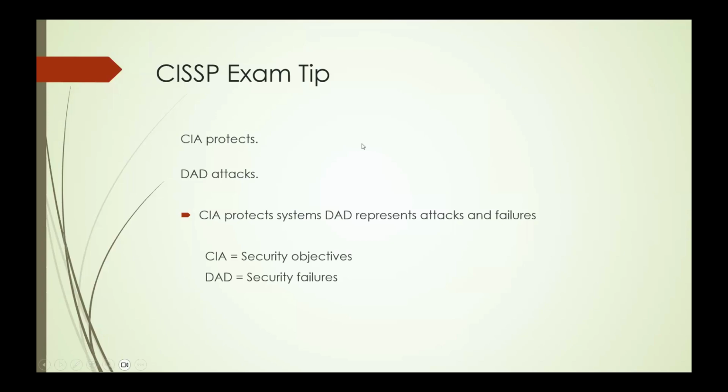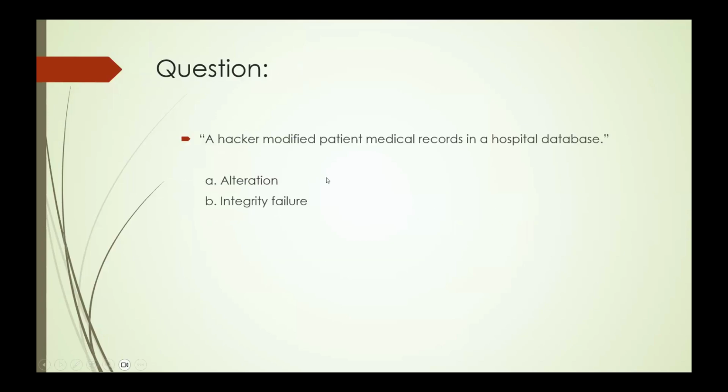Let's understand the concept clearly by a question. Let's take a hacker who has modified patient medical records in a hospital database. So, do you consider this as alteration of data or integrity failure? Both the answers are very close, right? But how do you figure out which is the right option? So, which DAD component is involved here? The answer is alteration because data was changed improperly, and from the CIA perspective, this is an integrity failure.